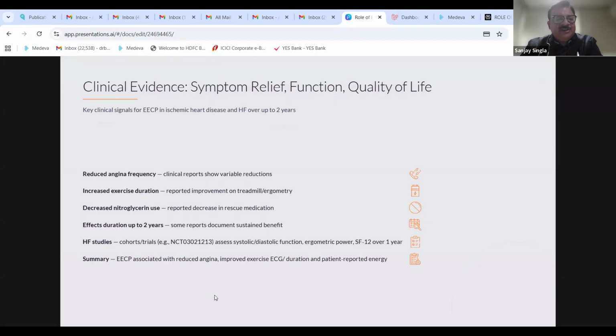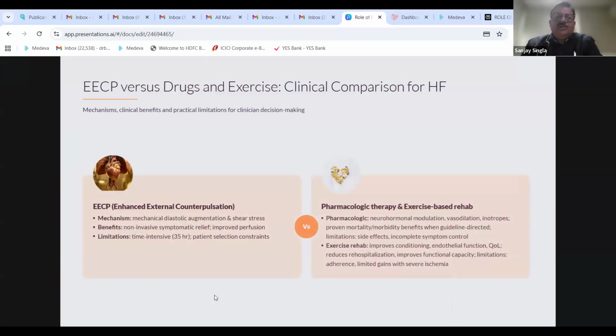Heart failure studies like cohorts and trials assess systolic and diastolic function, ergometric power over 1 year. EECP is associated with reduced angina, improved exercise ECG duration, and patient reported energy. So I have 4 or 5 patients who had undergone EECP for heart failure.